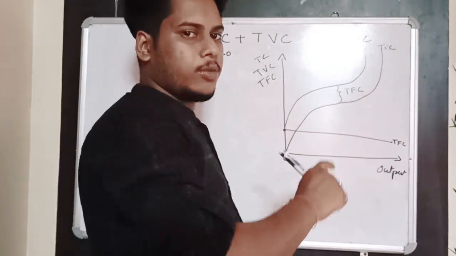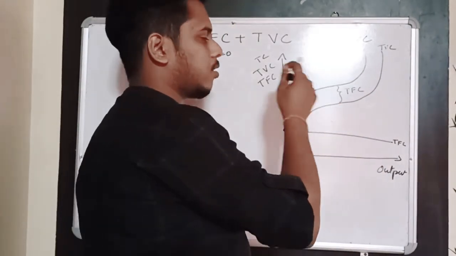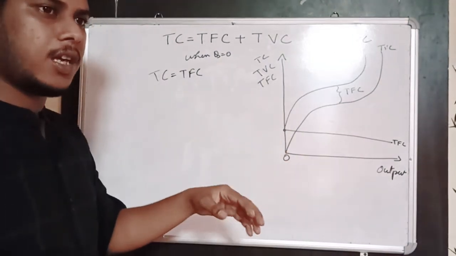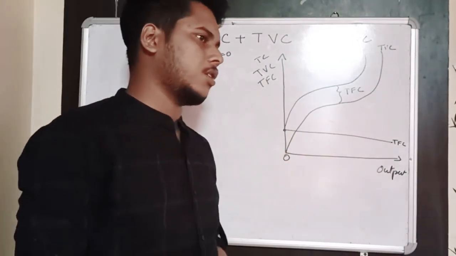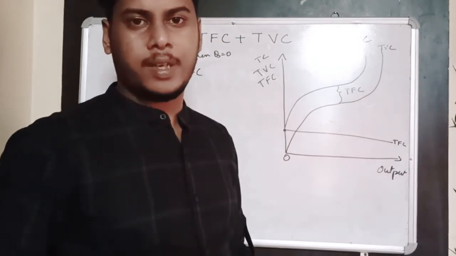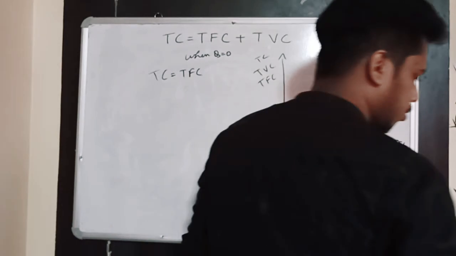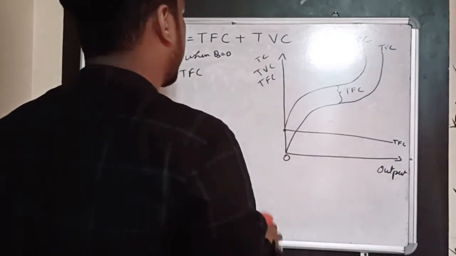Over here I would like to mention that the total cost curve is also an inverted S shape. If you are asked why it is S shape, you will directly say it is S shape due to the law of variable proportion. Okay. So this was all about the total cost curve.